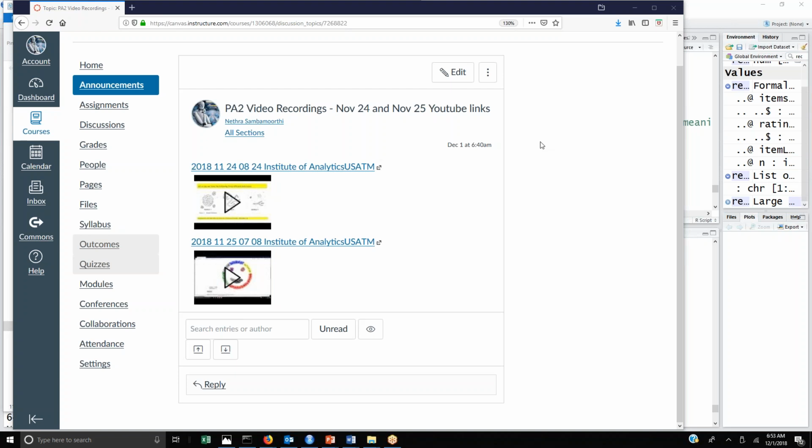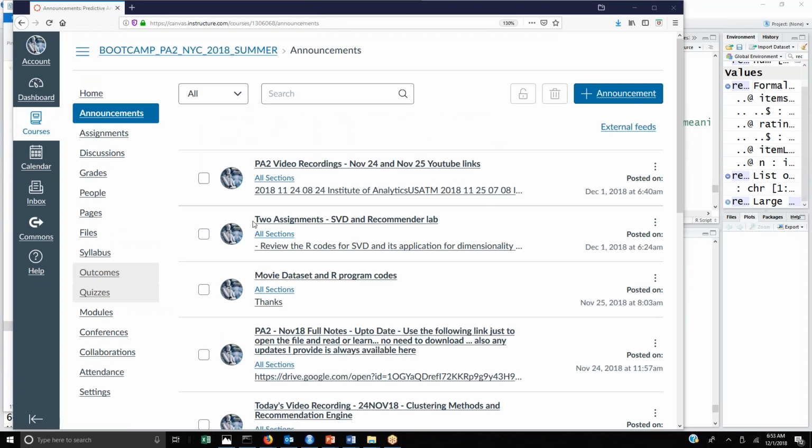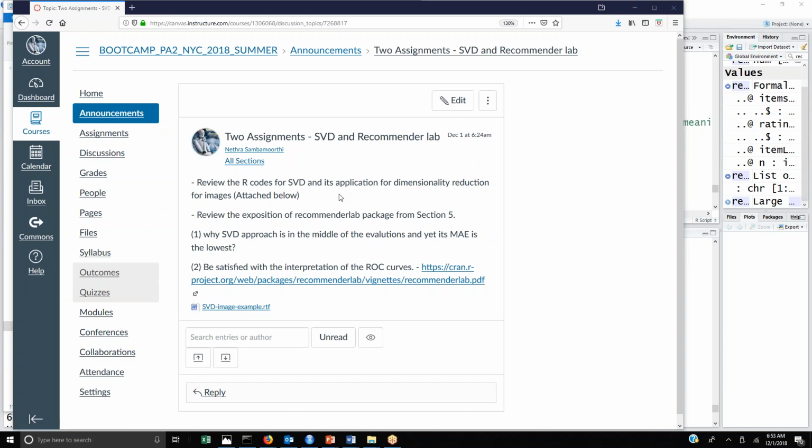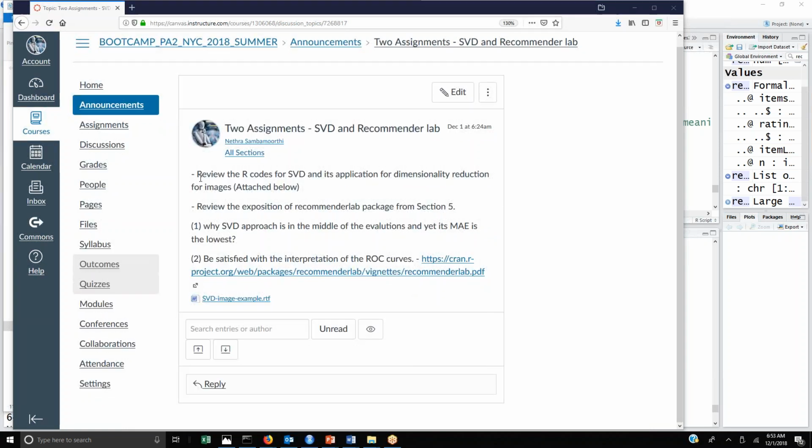The other thing I posted today is an announcement, about 2 assignments. Do you see that one, everybody? Review of R codes for SVD and its application for dimensional reduction for images. Am I making sense in this highlighted statement?